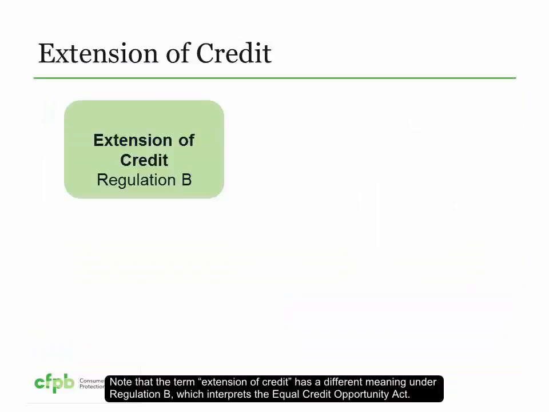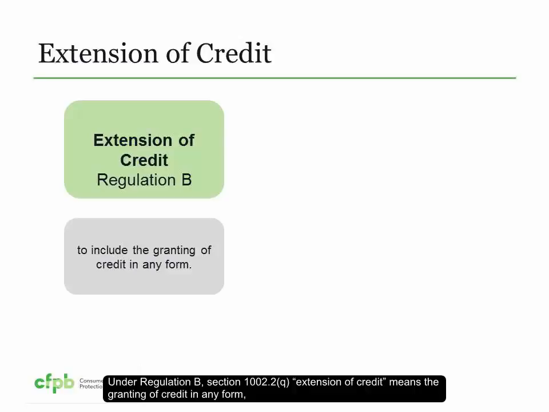Note that the term extension of credit has a different meaning under Regulation B, which interprets the Equal Credit Opportunity Act. Under Regulation B, Section 1002.2(q), extension of credit means the granting of credit in any form, including the renewal of credit and the continuance of existing credit in some circumstances.